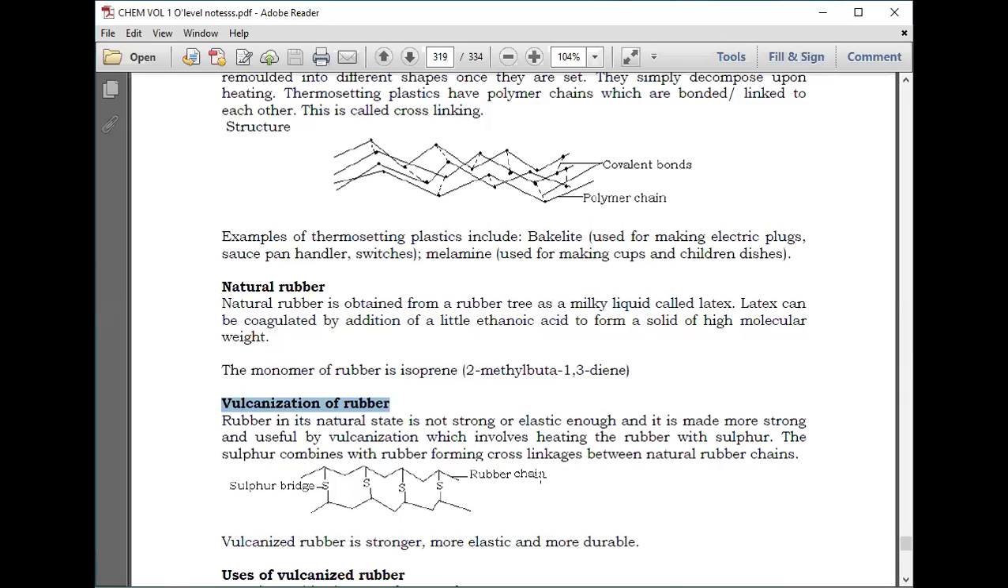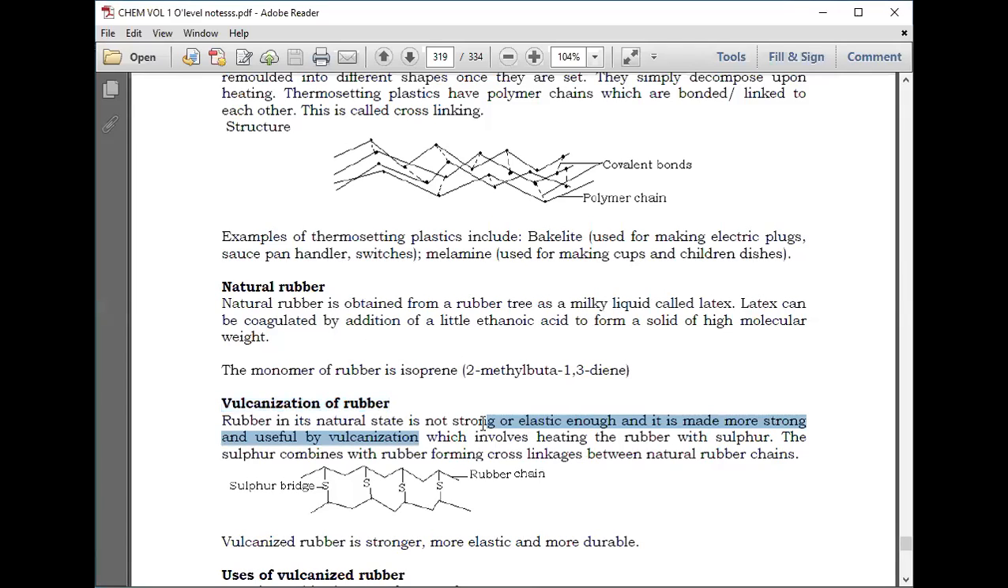Now, the rubber that is obtained is not very strong. Rubber in its natural form, which is obtained from trees, is not very strong. But there is a process that we do to make that rubber very strong and elastic. And that process is called vulcanization of rubber. This is very, very important. What is vulcanization of rubber?